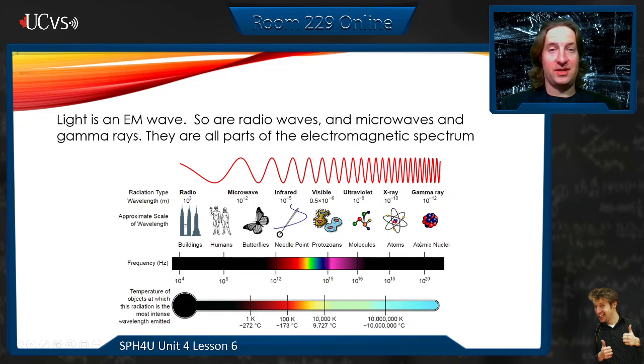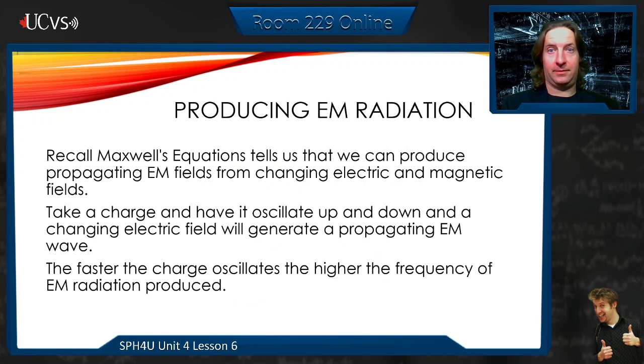But that doesn't mean there isn't other light. We can call all of this light. But when we say the word light, we mean visible light. So, how do we make this stuff?